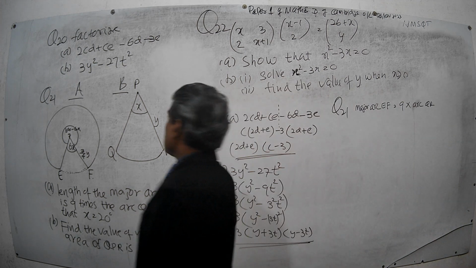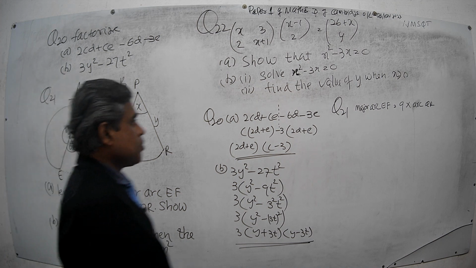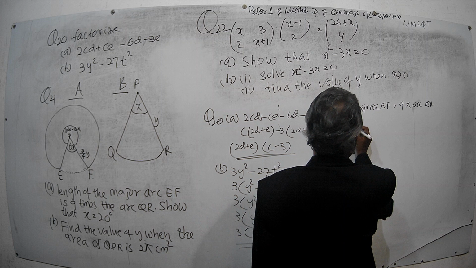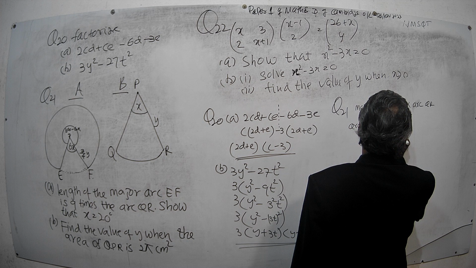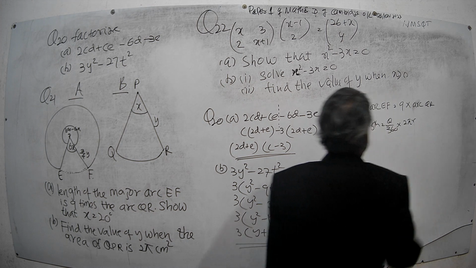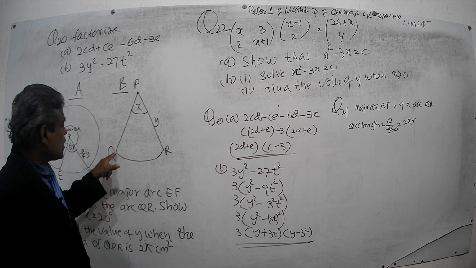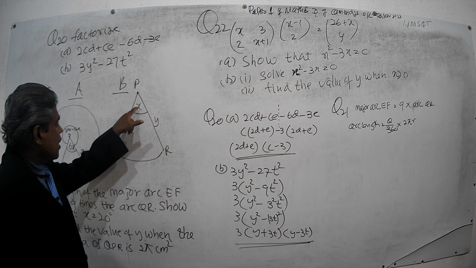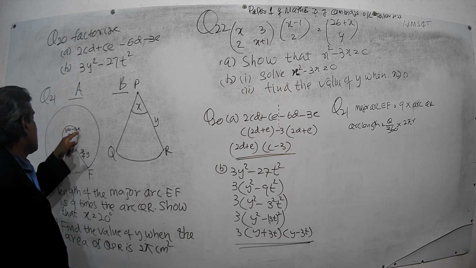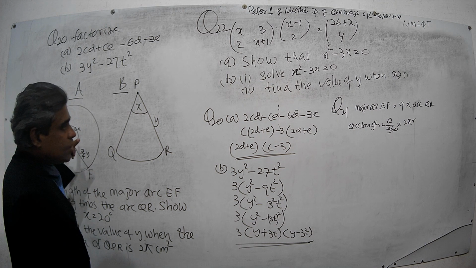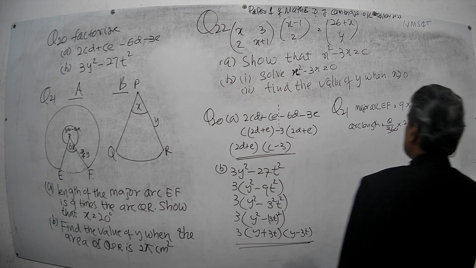Okay. Now how do we find the arc length? There is a formula for finding the arc length. Arc length equals theta over 360 into 2 pi r. That is how you find the arc length. Theta is this angle at the center. Here in this case, if you want to find the length of arc QR, this is the theta value. If you want to find the length of this arc, then the angle subtended by that arc at the center is 360 minus 6x. Then theta is 360 minus 6x. Okay.